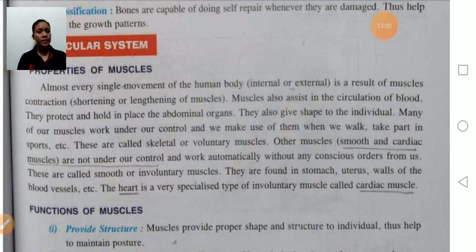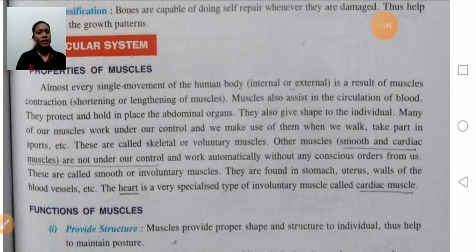Many of our muscles work under our control and we make use of them, such as in walking, running, doing sports activity, etc. These muscles are known as voluntary muscles. Those muscles over which we have control work according to the will of the person.